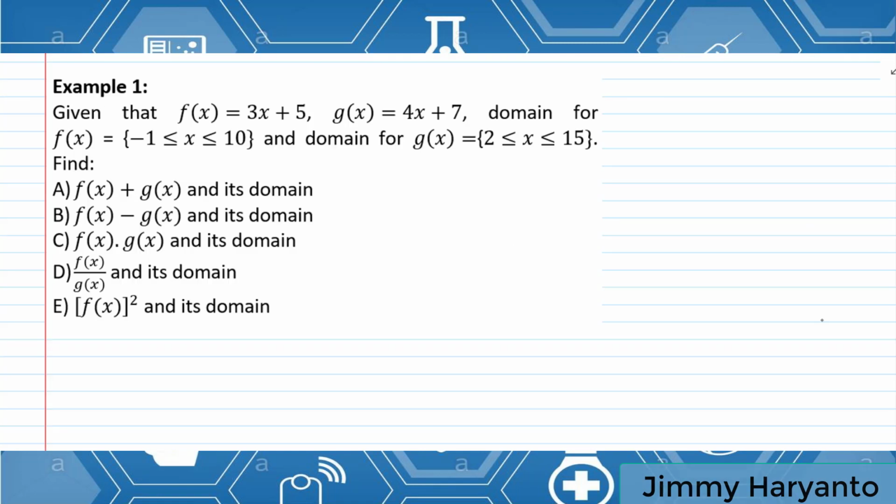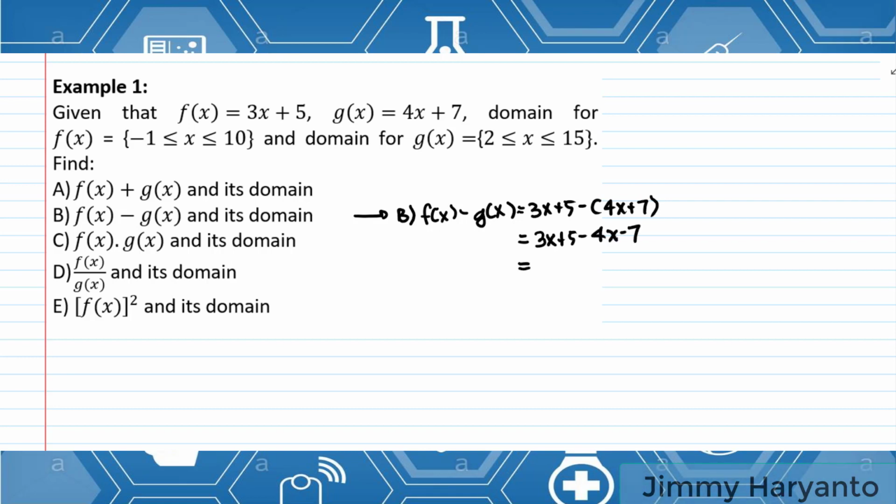Next, for B, the minus, we can say that fx minus gx equals 3x plus 5 minus (4x plus 7). Do not forget to use the bracket. So 3x plus 5 minus 4x minus 7 equals negative x minus 2. This is fx minus gx.